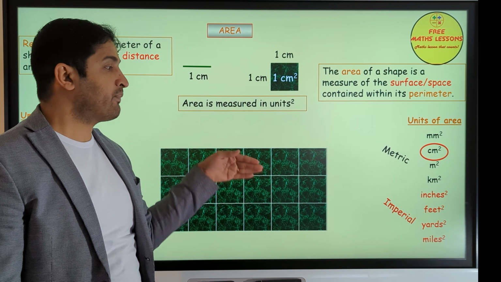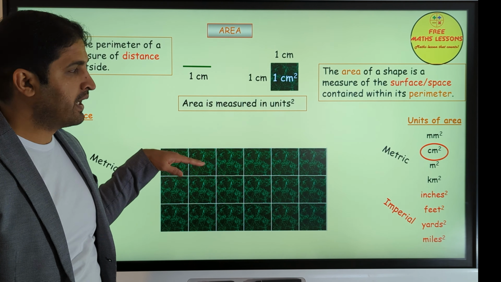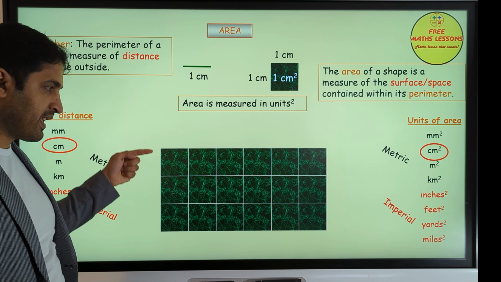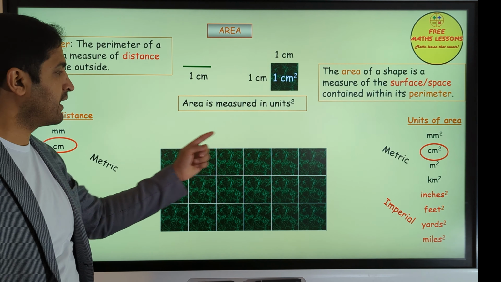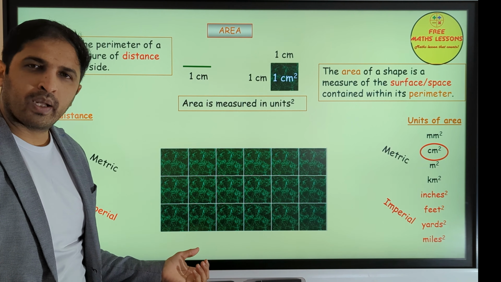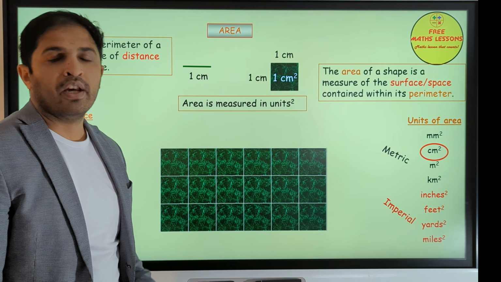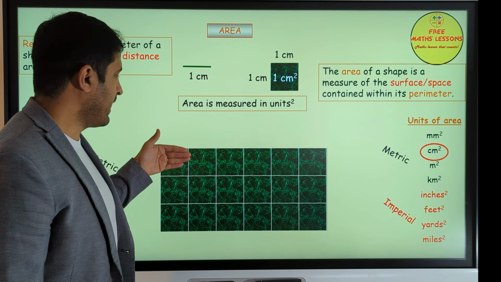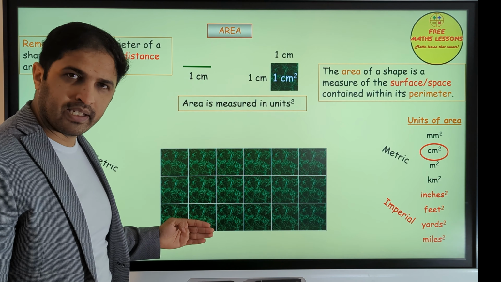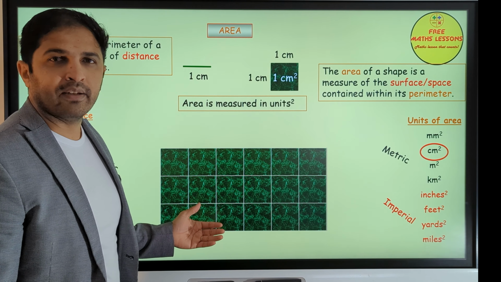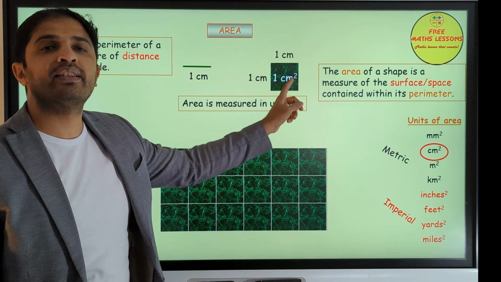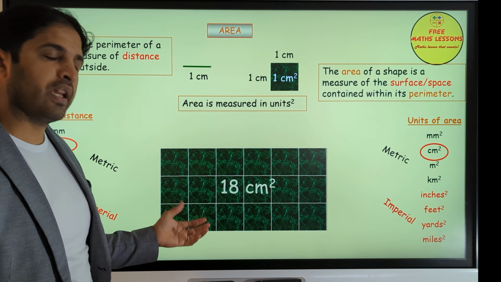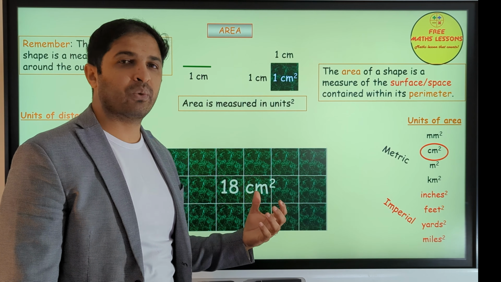You can see there are 3 layers of 6 centimeter squares, okay? 6 centimeters, and then the height here is 3 centimeters. So we can count those very quickly. The way to count them is using times tables, okay? Times table is just repeated addition. If I add 6, then 6, then 6, I will have 18. 18 lots of 1 centimeter by 1 centimeter square. So the area of this shape here is 18 centimeters square.